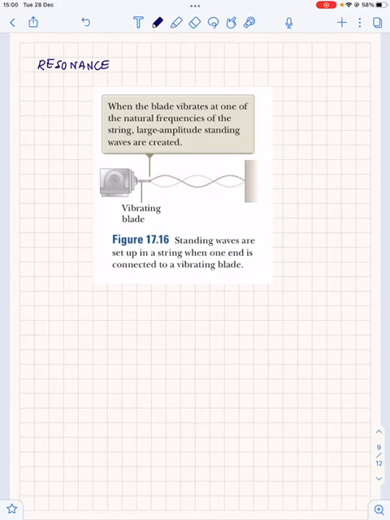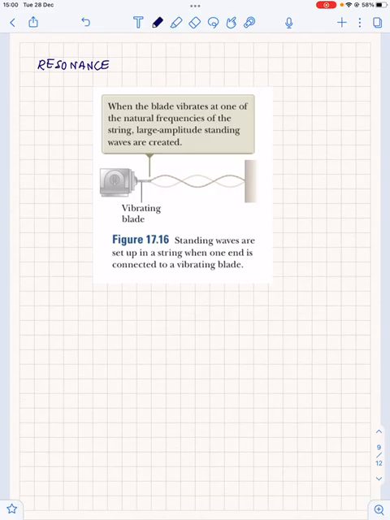Okay, guys, this is resonance. As we can see in the figure here, it is stated that when the blade vibrates at one of the natural frequencies of the string, large amplitude standing waves are created. So what happened here is we found that if a periodic force is applied to such a system, the amplitude of the resulting motion of the string is the greatest when the frequency of the applied force is equal to one of the natural frequencies of the system. One of the natural frequencies.